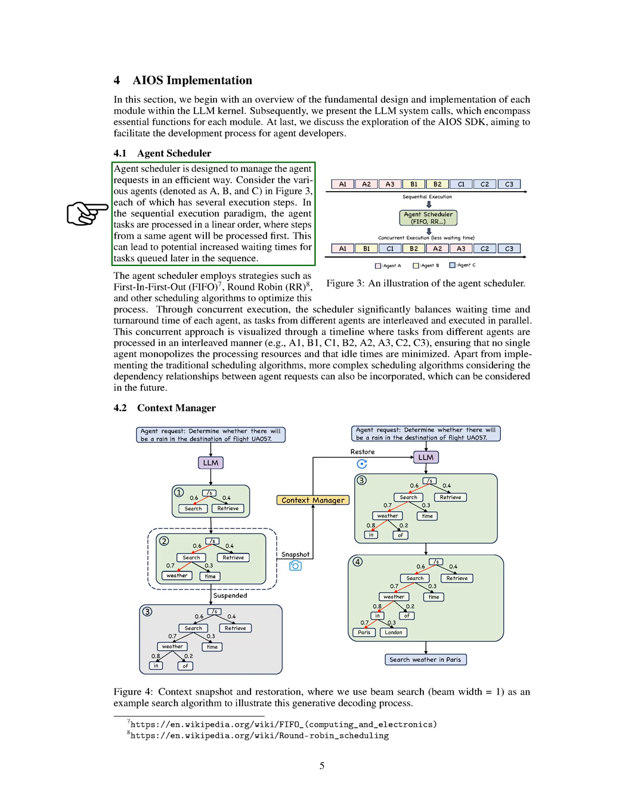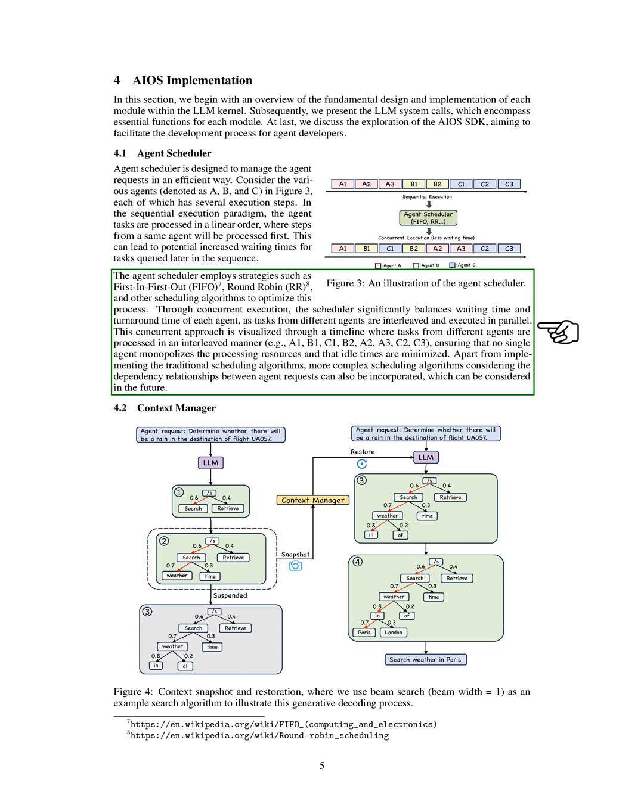Imagine we have different agents labeled as A, B, and C, each with multiple execution steps. In a sequential execution setup, tasks from the same agent are processed in order, which can lead to longer waiting times for tasks queued later. To optimize this process, the agent scheduler uses strategies like first-in-first-out, FIFO, round-robin, RR, and other scheduling algorithms.